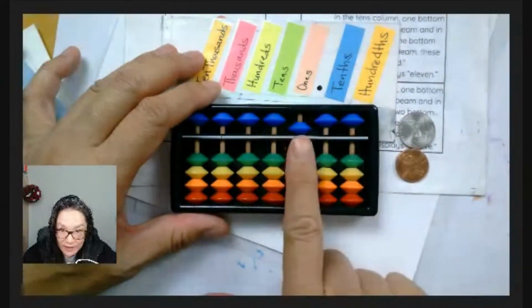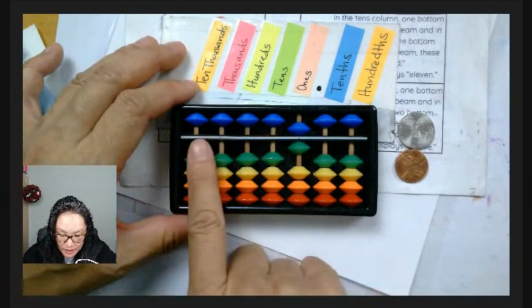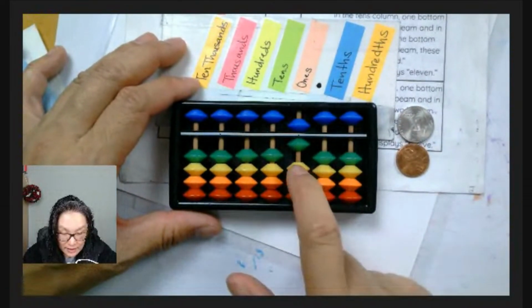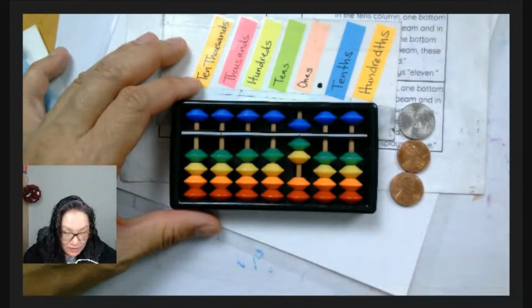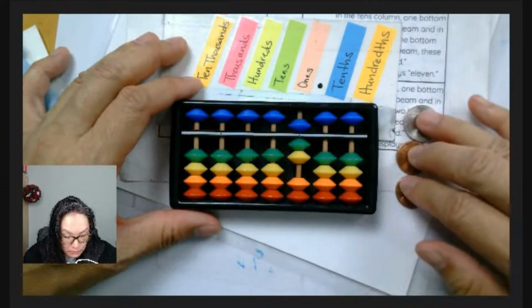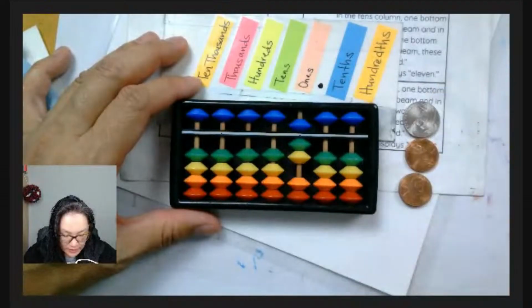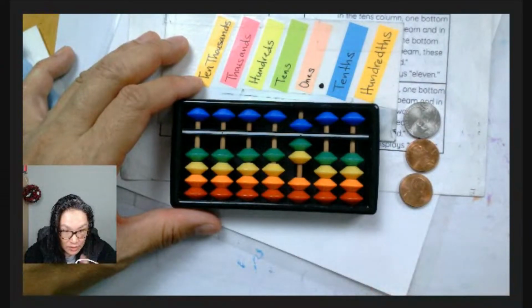So then we look, every place value: ones, tens, hundreds, thousands, 10,000. Every column is a place value. So we have five, six, and then seven. Yes, seven looks like that. Five, six, seven, right? We're just trying to understand how to read the abacus. When we understand how to read the abacus, then we can actually do adding, subtracting, multiplication, division.